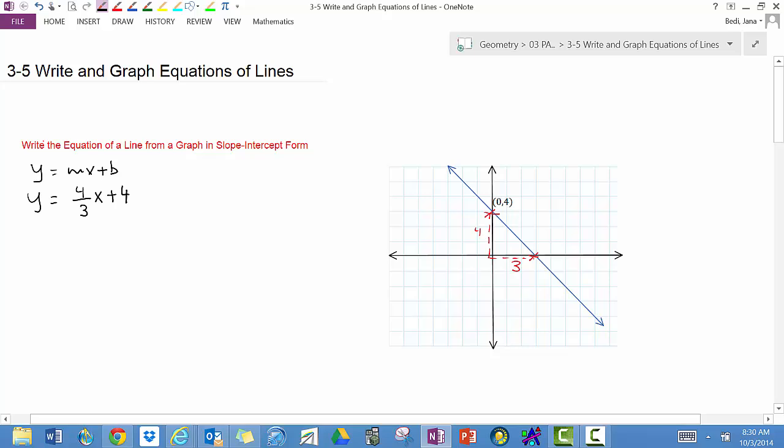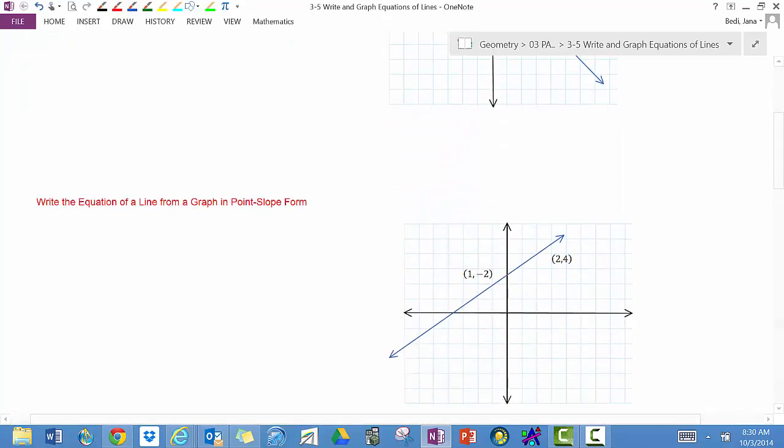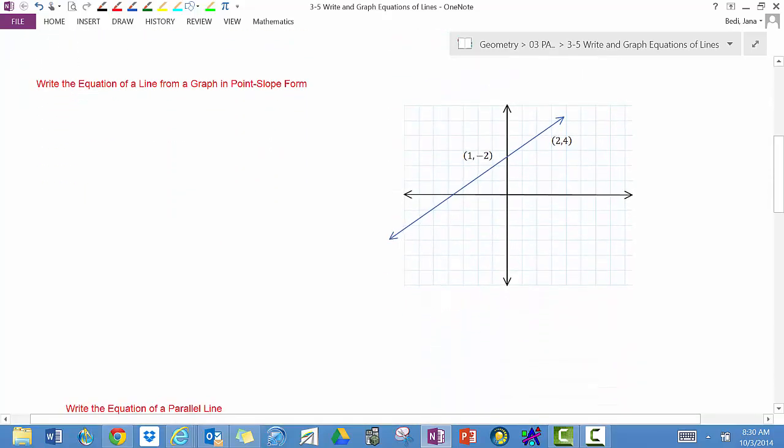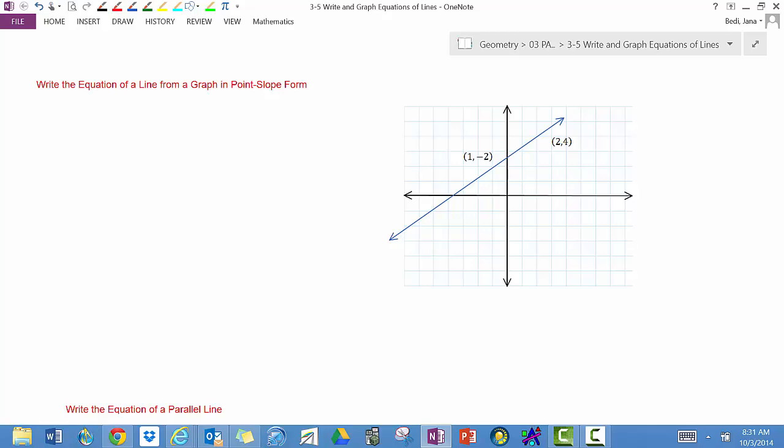Now in this case, it was easy to tell what the intercept is from the graph. If the intercept is not clear, this may not be the best way to write the equation of a line, and we have alternative ways, which we are going to look at right now. Next, write the equation of a line from a graph in point-slope form.